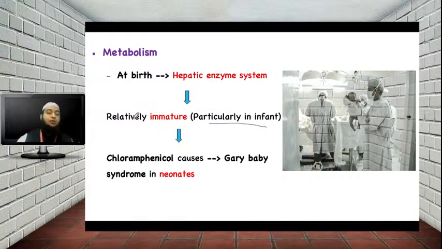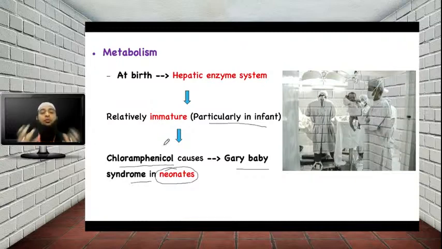Such an effect is observed with the well-known antibiotic chloramphenicol, and we have seen several times that chloramphenicol should not be given to a newborn baby. Why? Because it produces gray baby syndrome in neonates, and this happens because there is no proper development of the hepatic enzyme system which metabolizes the chloramphenicol, and due to that the level of chloramphenicol increases to a toxic level, and one of the symptoms of the toxicity of chloramphenicol in a newborn baby is gray baby syndrome. So that is not advisable.